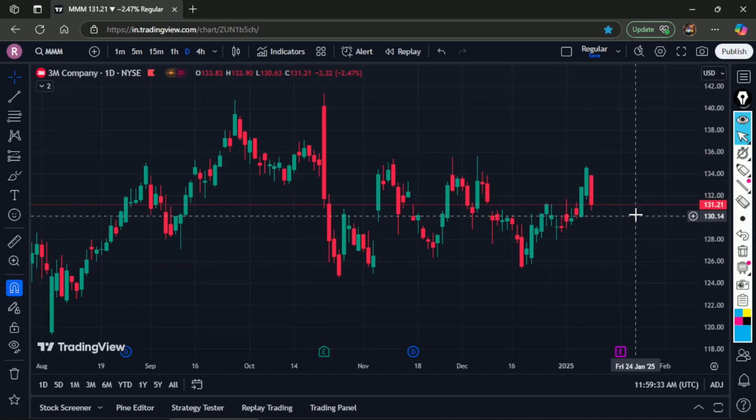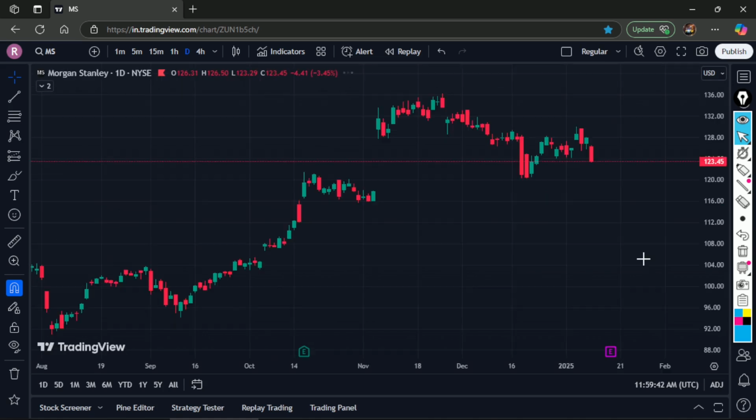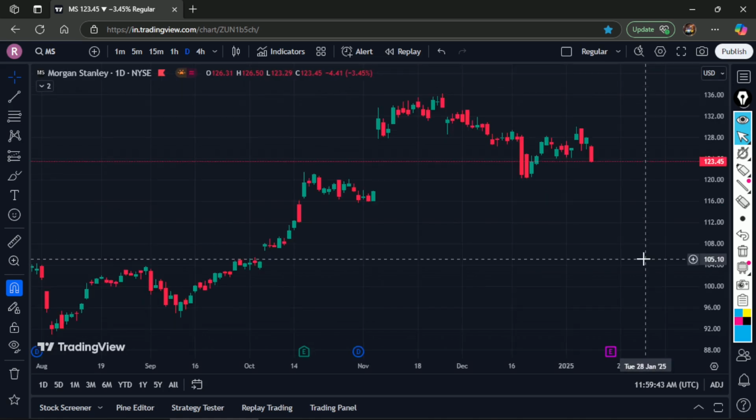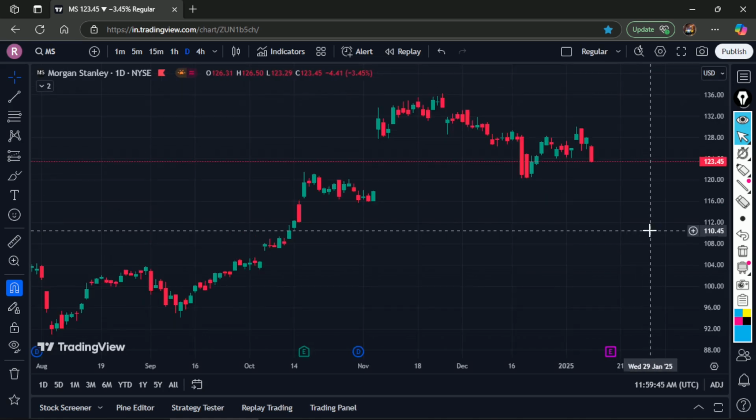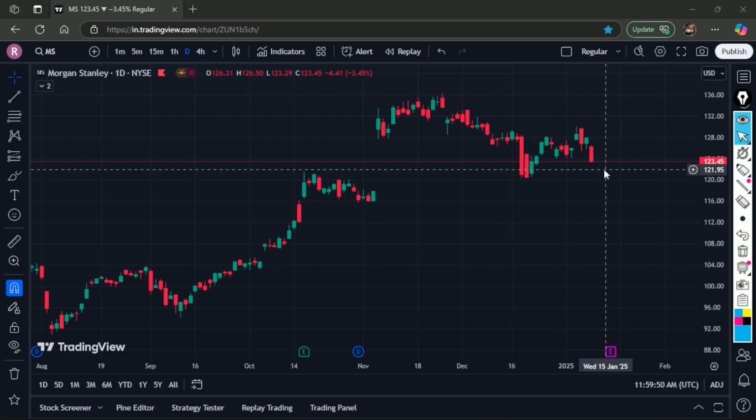Now in 3M, I am not interested in the selling side. If it opens with a gap up and goes, I am interested in the buying side rather than the selling side in 3M. So we are just going to wait here. Here in MS also, there is nothing.